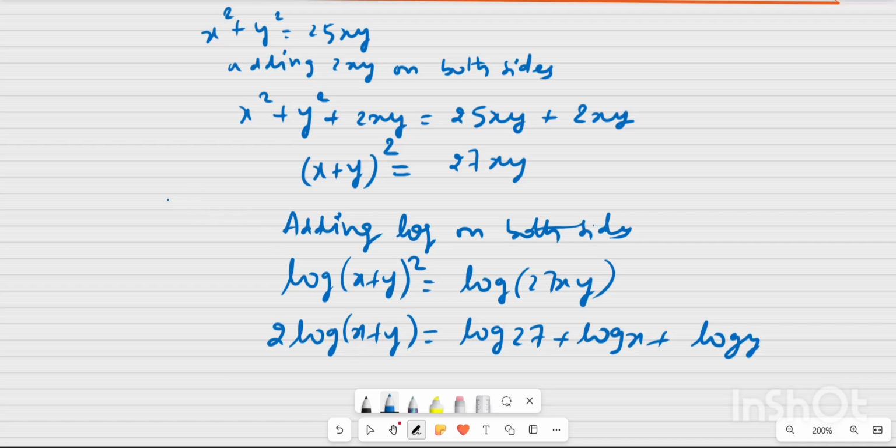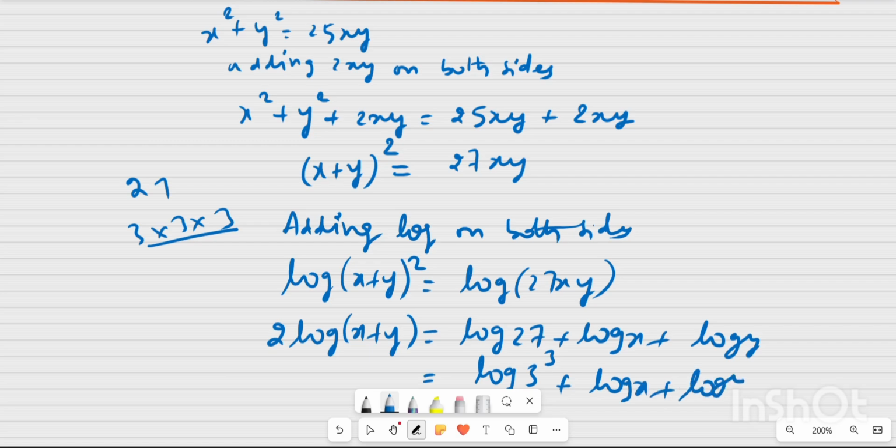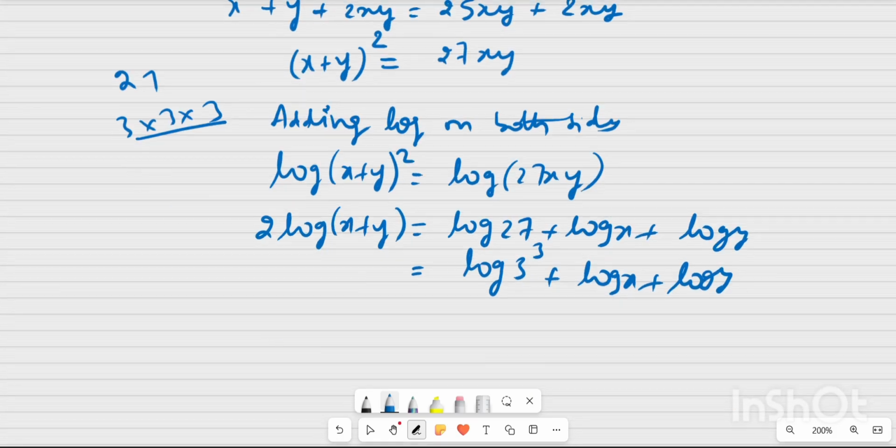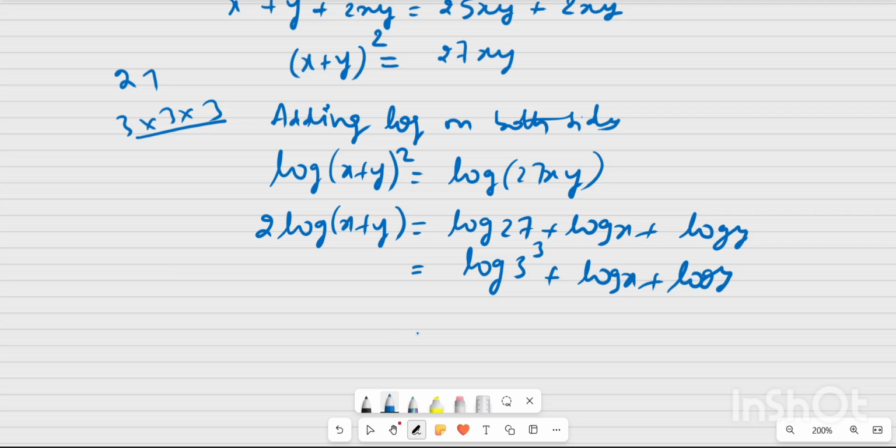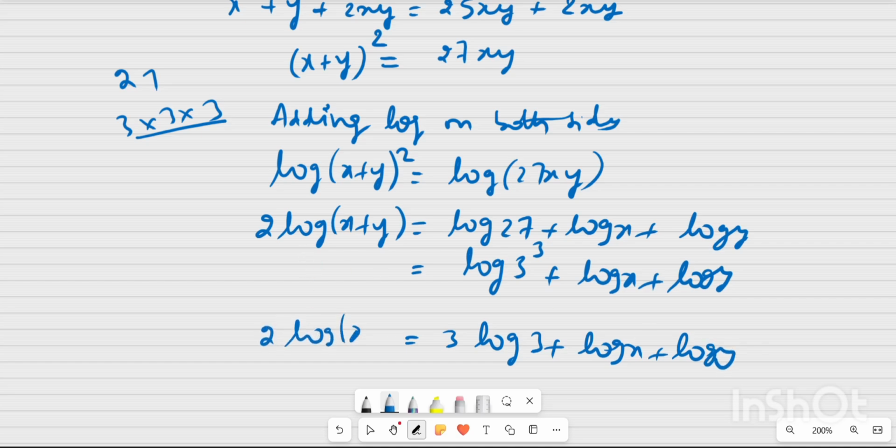Now 27 can be written as 3 into 3 into 3, 3 cube. So log 3 power 3 plus log x plus log y. Now again, the formula that we have seen up there, it can be written as 3 log 3 plus log x plus log y. We can write this as it is, 2 log x plus y. So this is your required proof.